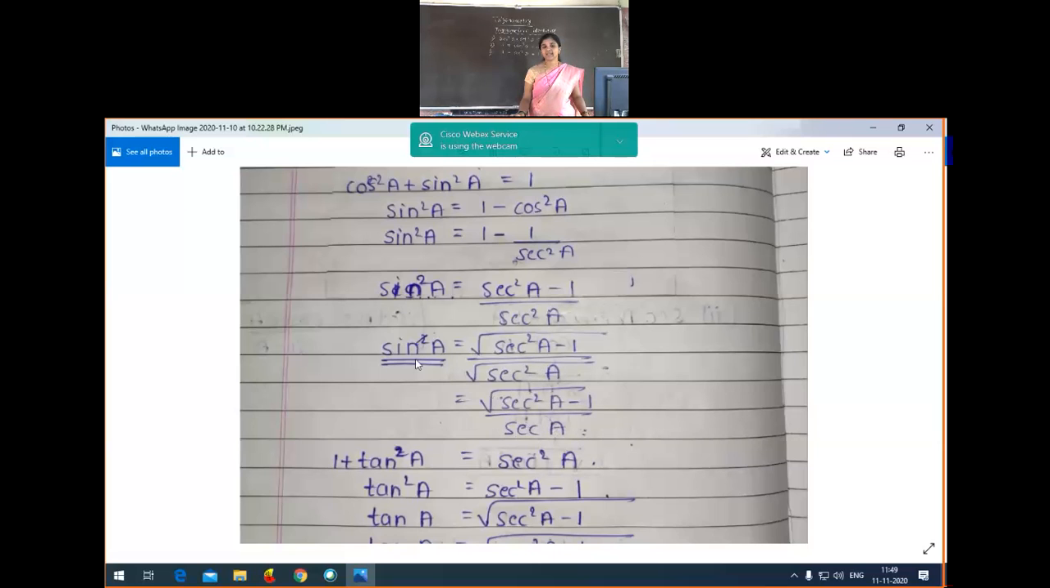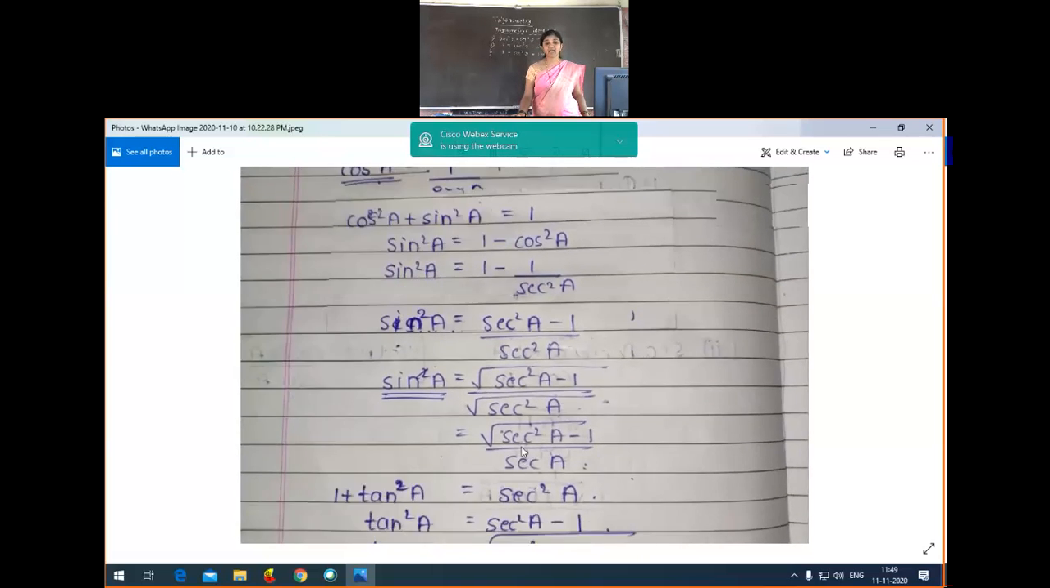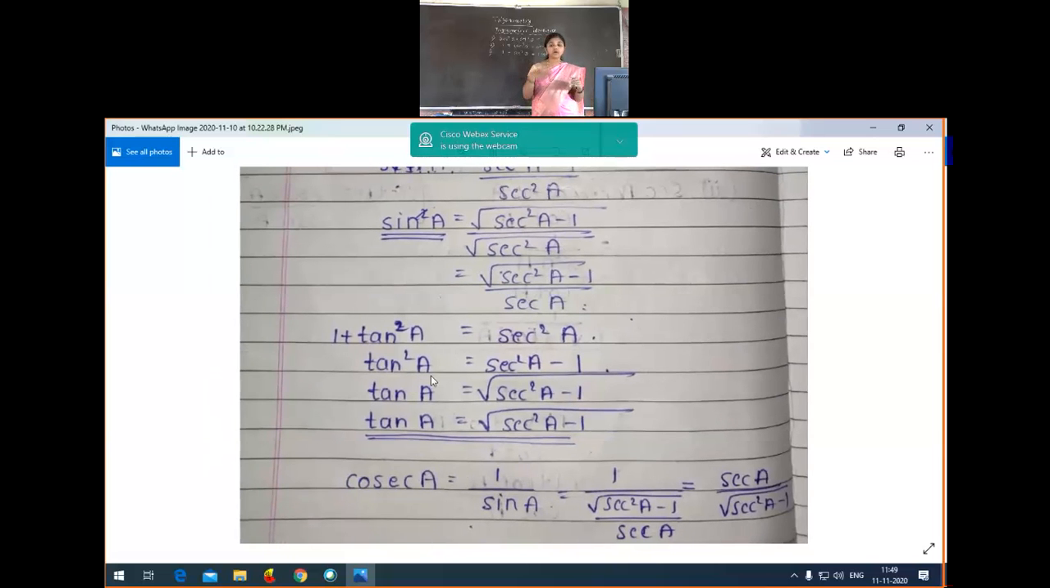So sin A in terms of secant form is the square root of secant square A minus 1, divided by secant A. Got the idea of this problem now? Okay, next, the sine function is over, the cos function is over. Next, we have to convert tan in terms of secant. We have a very simple relationship: 1 plus tan square A is equal to secant square A.